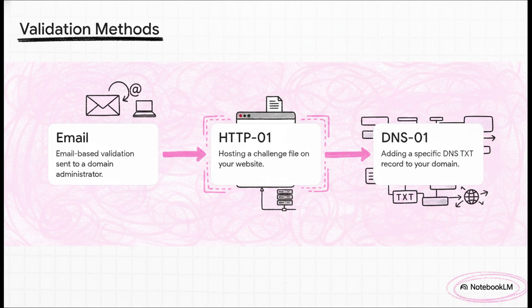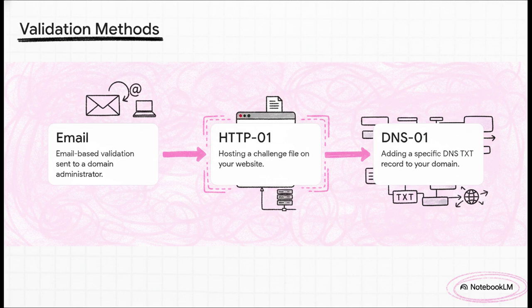According to our source material, they typically use one of 3 very common challenge methods to do this. First up is email-based validation, where they send a unique verification link to a known administrative address, like admin@example.com. Second is HTTP-01. Here, the CA hands you a random, unique token and asks you to host it as a specific text file right on your live web server. When the CA can successfully download that exact file from your domain, well, you've just proven you have admin access to that server.